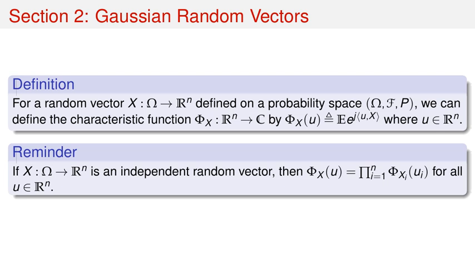An important property to remember: if the components of the random vector X are independent, meaning X is an independent random vector, then its characteristic function is simply the product of the characteristic functions of its components. That is, phi sub X of u equals the product from i equals 1 to n of phi sub X_i of u_i, for all u equals u1 through un in R^n.